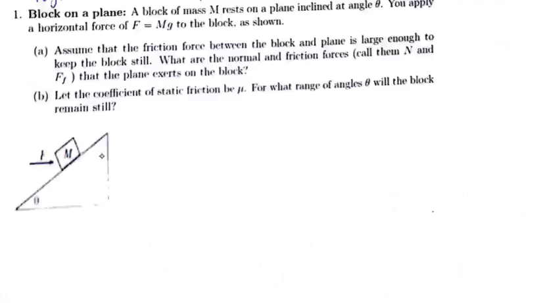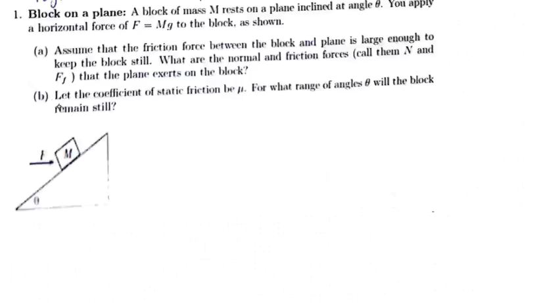In this video, we'll be solving a question involving a block of mass. The question says a block of mass M rests on a plane inclined at angle theta. You apply a horizontal force of F equal to mg to the block as shown. Part A: assume that the friction force between the block and the plane is large enough to keep the block still. What are the normal and friction forces? Call them N and F subscript F that the plane exerts on the block.